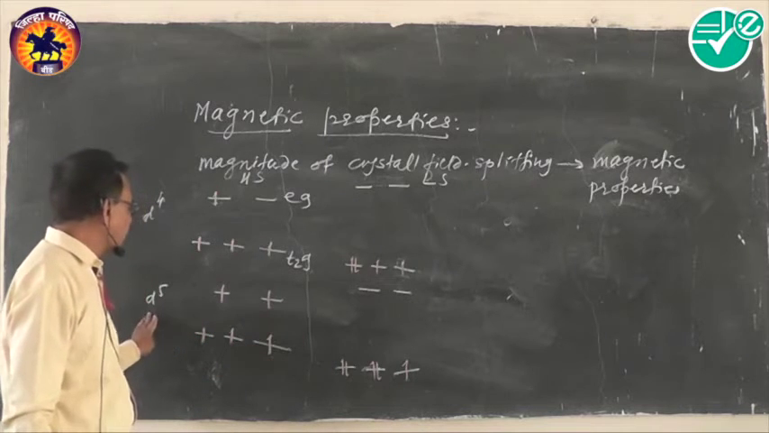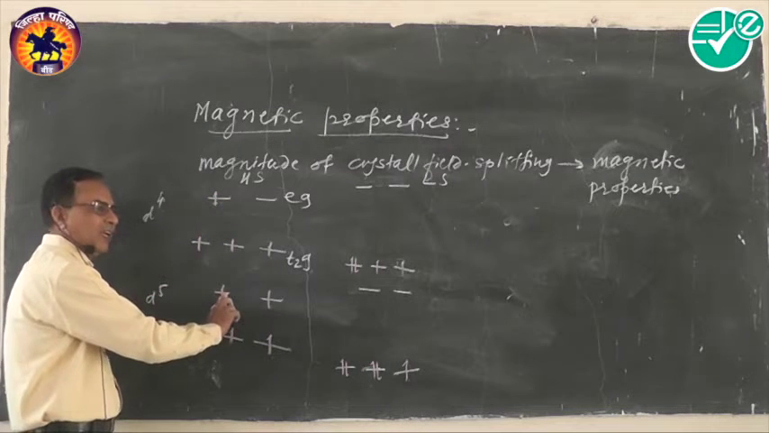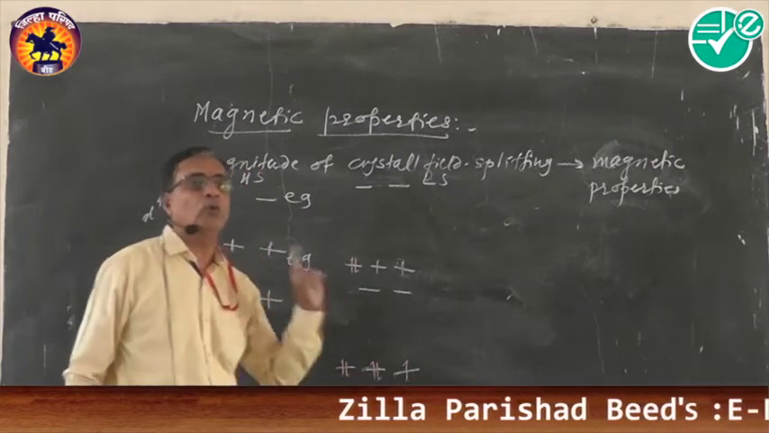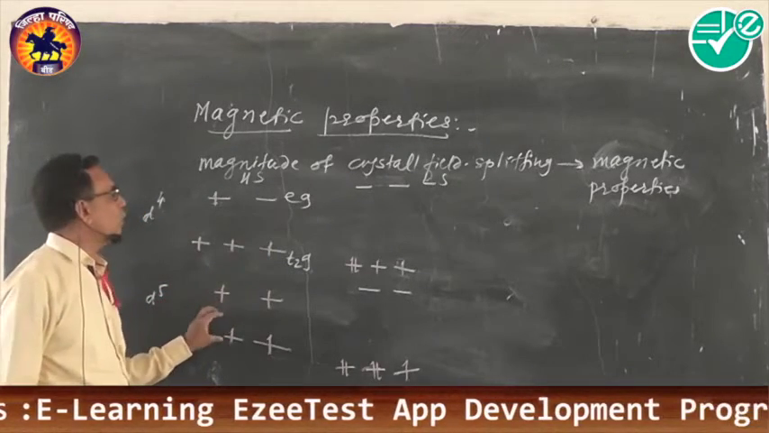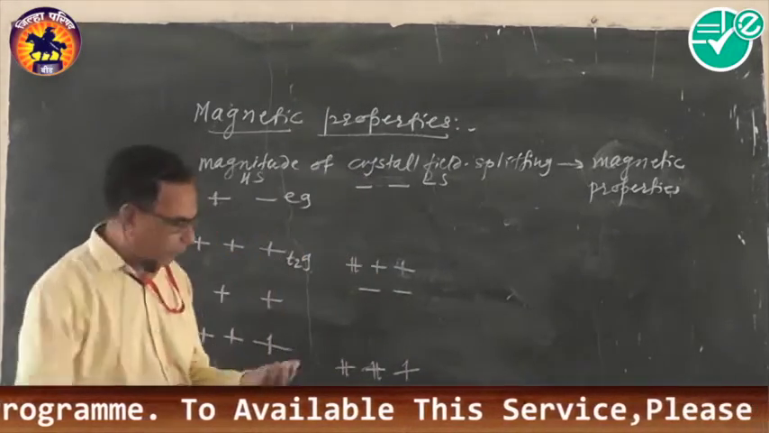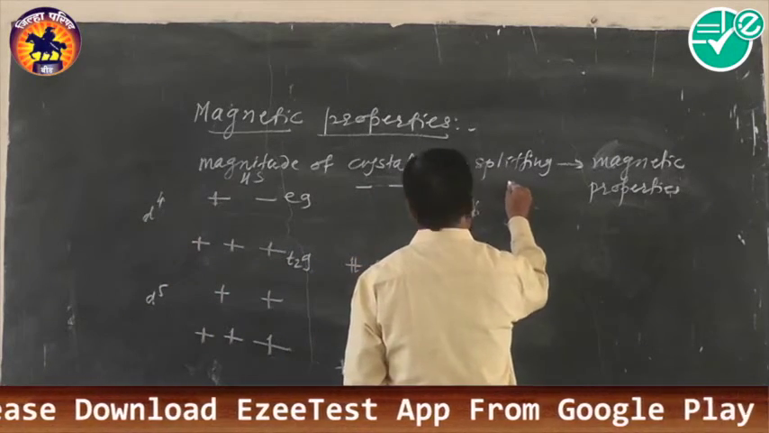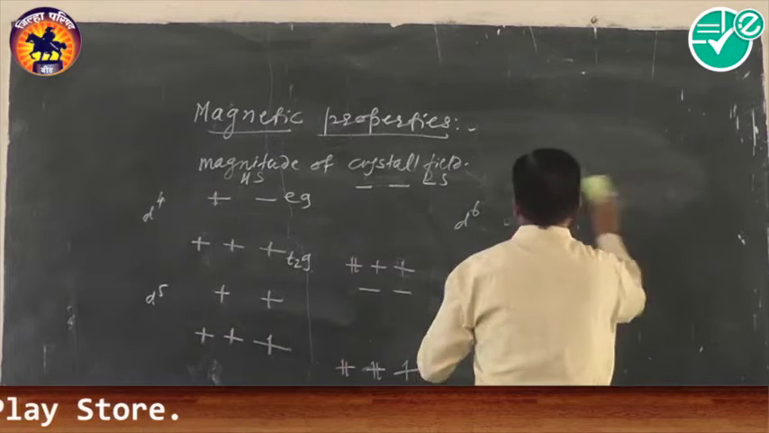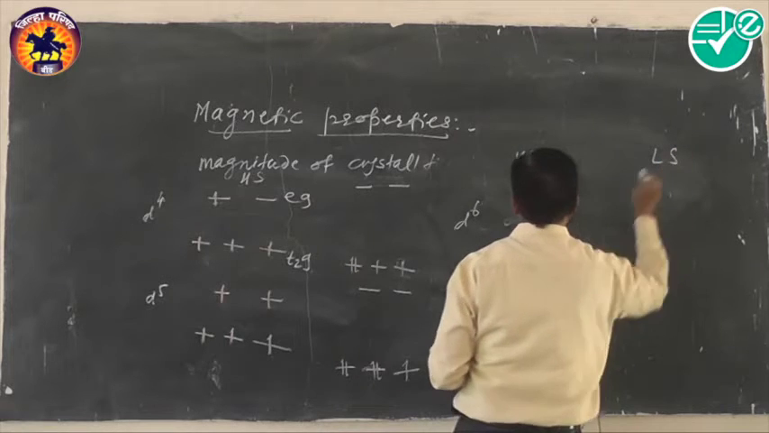Now, in case of d5, if the complex is high spin, or the crystal field splitting is less, it is paramagnetic with 5 unpaired electrons, and this is paramagnetic with 1 unpaired electron. So in case of d5, the most paramagnetic complex is the high spin complex. Similarly, we can explain the case of d6. Suppose in case of d6, this is a high spin complex and this is a low spin complex.